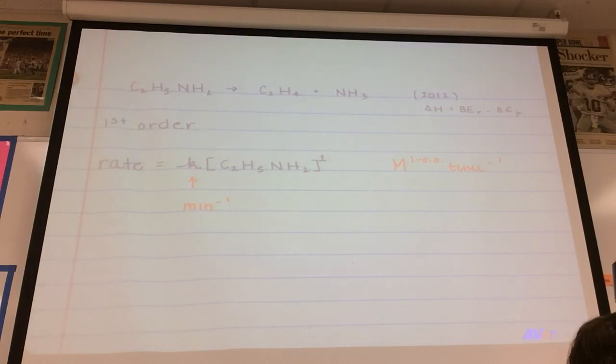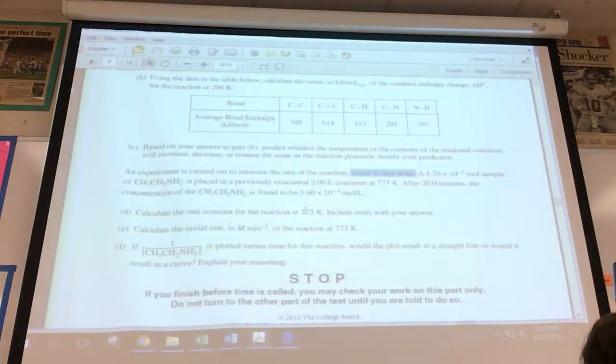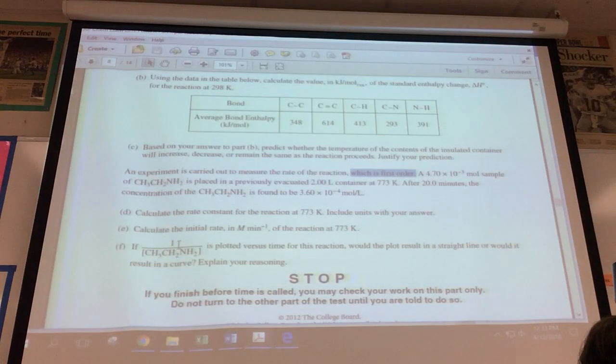Now what they actually asked in D and E was a little challenging, probably more than we want to hit right here. We can come back to it because I have a question that I think is quite nice and reasonable to do in the allotted time. Question F says, if 1 over the concentration of ethylamine is plotted versus time for the reaction, would the plot result in a straight line or would it result in a curve? Explain your reasoning.